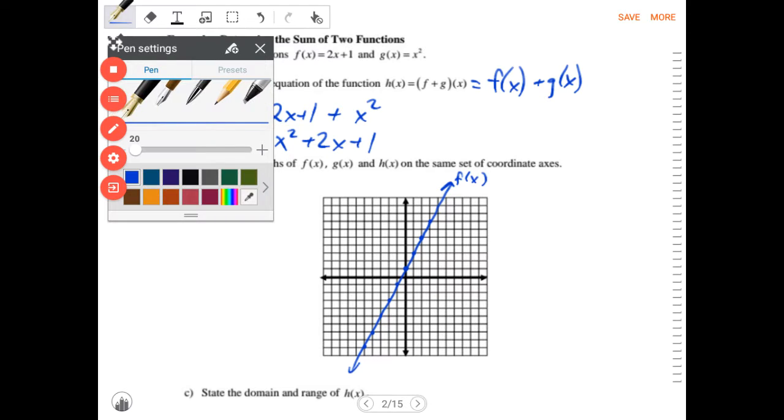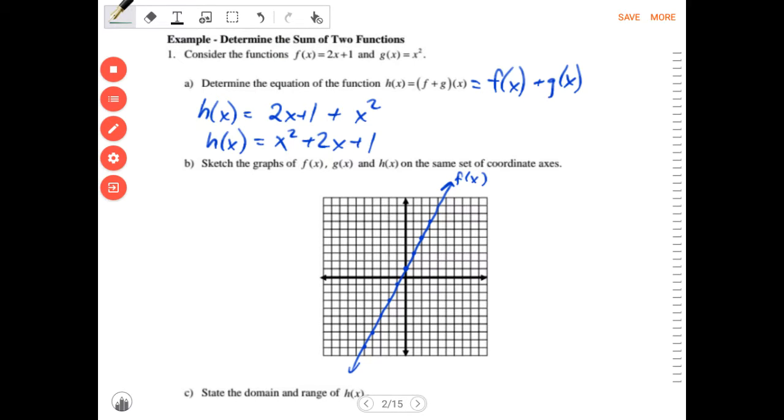Now the second one. I'm going to draw this one in green. So then x squared. We know all about x squared. We have the vertex at 0, 0, and then it follows that nice over 1 up 1, over 1 up 3, over 1 up 5, the odds pattern.